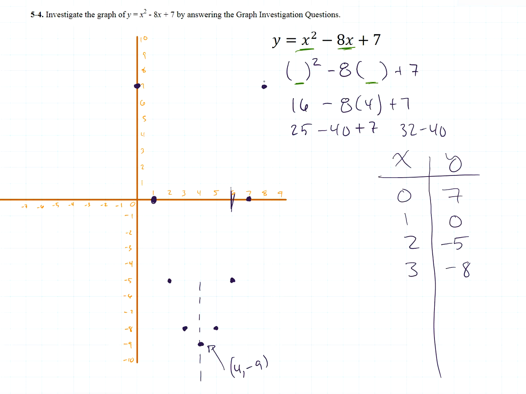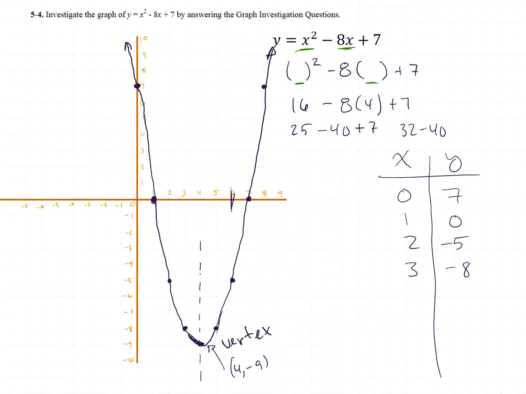At this point, I probably should go ahead and sketch the curve. I don't know that I'm very good at this. Let me try and sketch this. I'm going to try and come around here. Oops. Okay, so some things that we've talked about: I've already identified the vertex. This dashed line is my axis of symmetry, and it is the line x equals the number 4. So x equals 4 is my axis of symmetry.